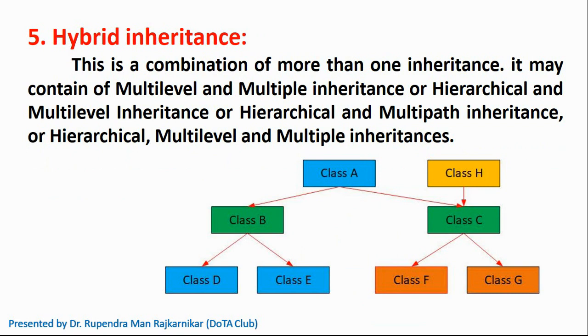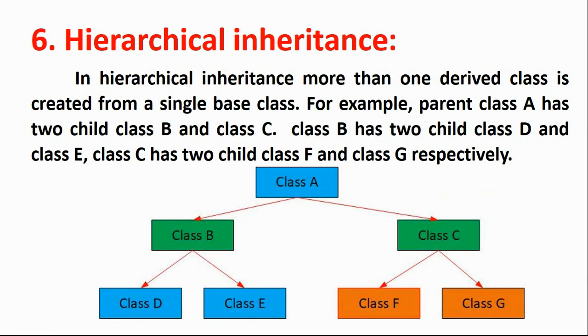5. Hybrid inheritance. This is a combination of more than one inheritance. It may contain multilevel and multiple inheritance, or hierarchical and multilevel inheritance, or hierarchical and multipath inheritance, or hierarchical, multilevel and multiple inheritances.